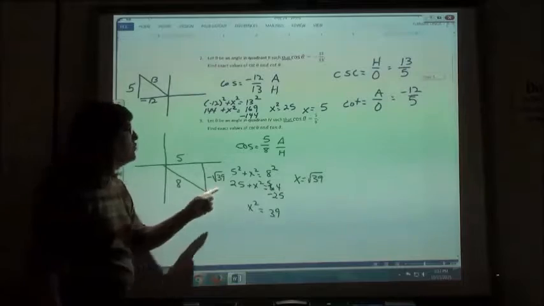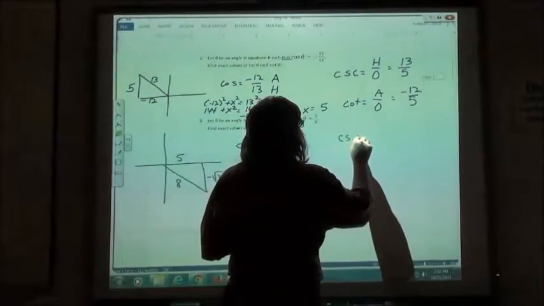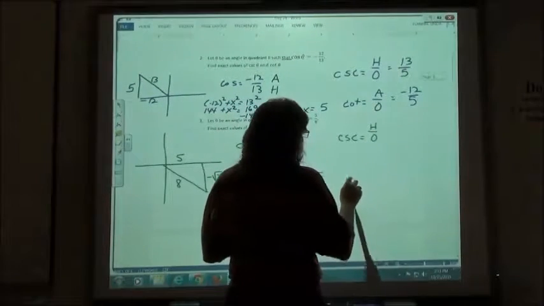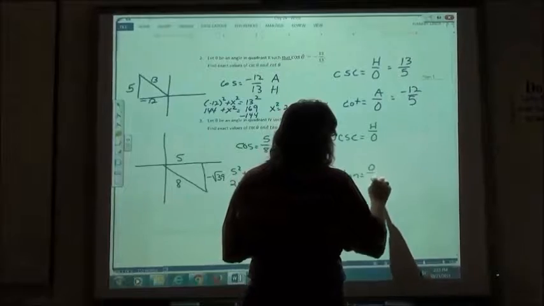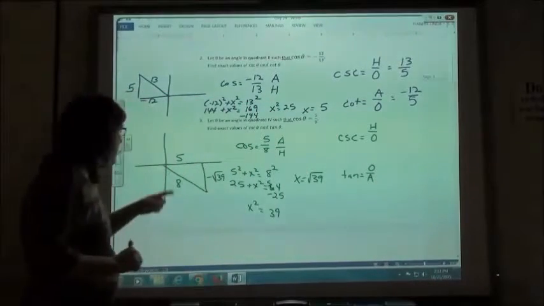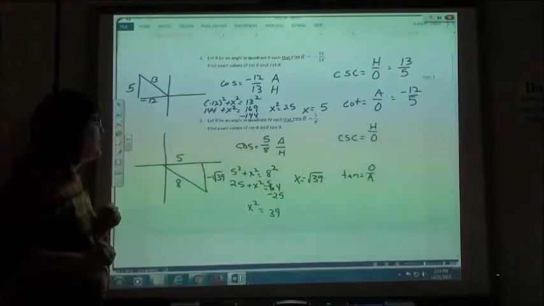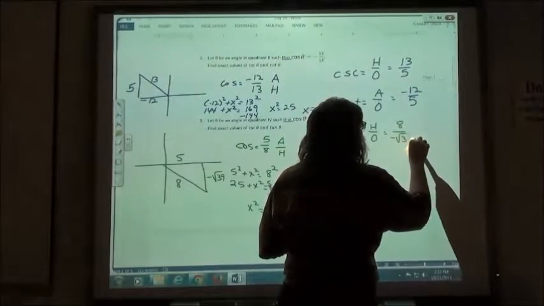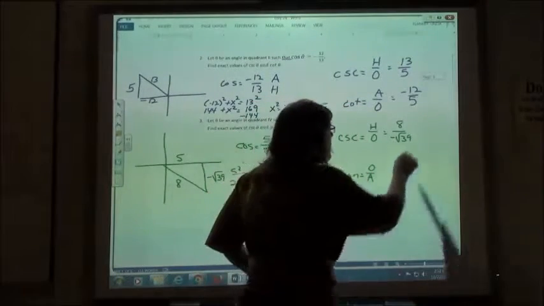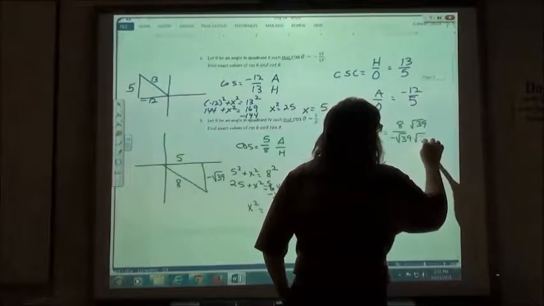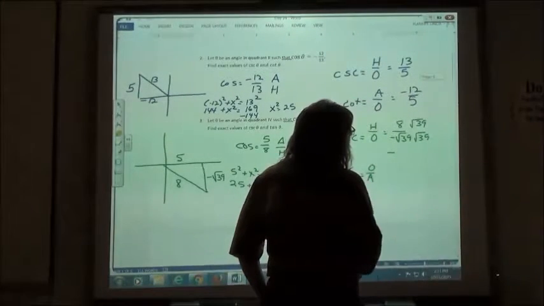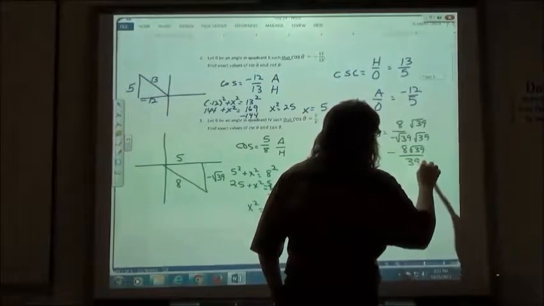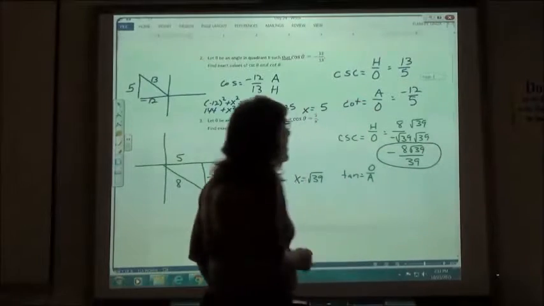Got my reference triangle drawn. I'm going to do cosecant. The cosecant is the inverse of the sine, so hypotenuse over opposite, and tangent. Tangent is opposite over adjacent. So hypotenuse is 8 over the opposite, negative square root of 39. So if I have 8 over negative square root of 39, we have to rationalize the denominator. Take it times the square root of 39 and times the square root of 39. I'll put the negative in front, so I get negative 8 square root of 39 over just the 39 when I simplify that.